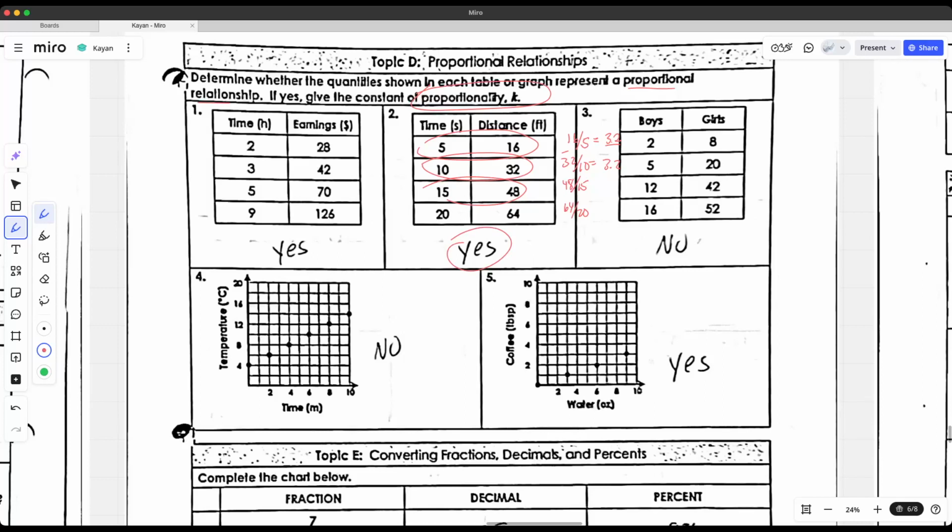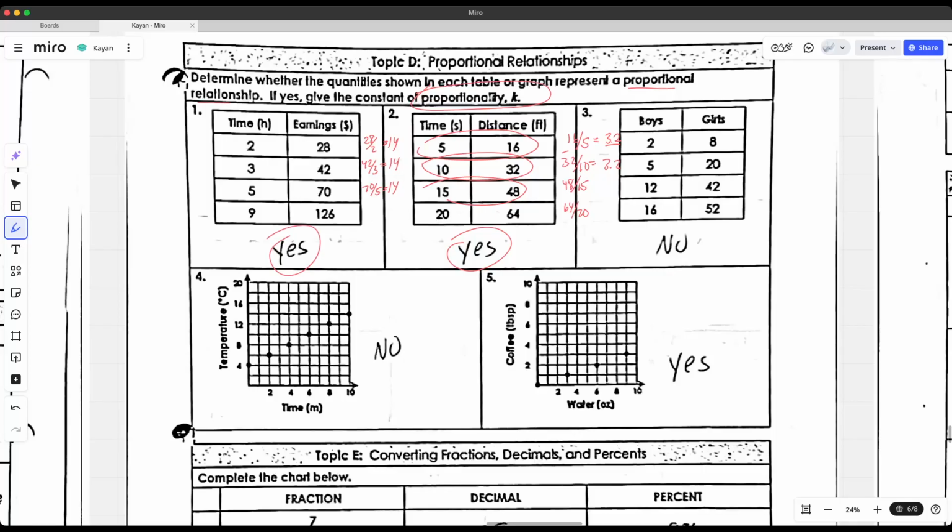I'll use that same method here. 28 divided by 2 is 14. 42 divided by 3. I guess you could reach for your calculator for that one. Alexa, what's 42 divided by 3? 42 divided by 3 is 14. It looks like I'll get the same answer for all these. So therefore that one is also proportional.